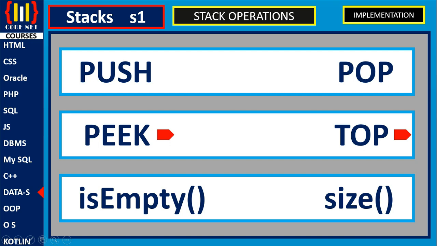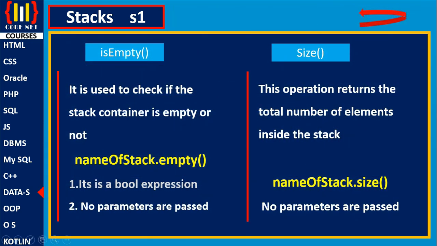Other operations of the stack are simply the empty operation and the size operation. If we are to understand, we can understand these in this way. Empty, or is empty, is used to check if the stack container is empty or not. So if we want to see, okay, do I have any element inside this stack, we need to use the operation which is called empty. The syntax it follows is simply the name of the stack, the name that you've given to that stack, dot empty, and you open the parentheses without passing any parameter.